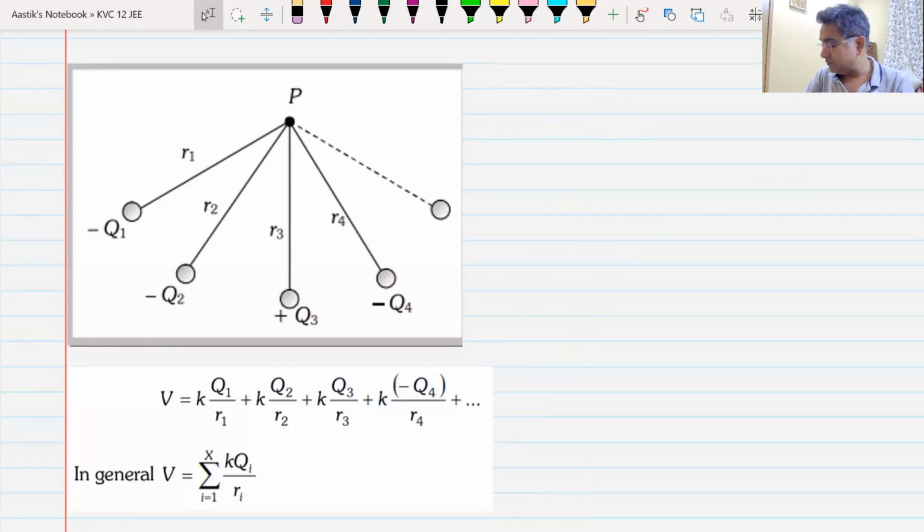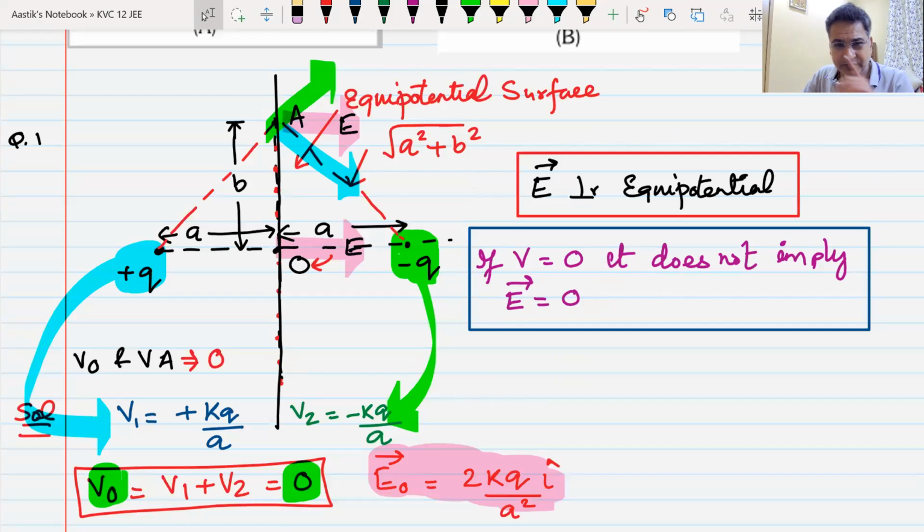We'd also seen the potential created by one positive and one negative charge, and we have seen that on this one plane, the potential remains the same. Equipotential surface, we'll come to equipotential surface when time comes.